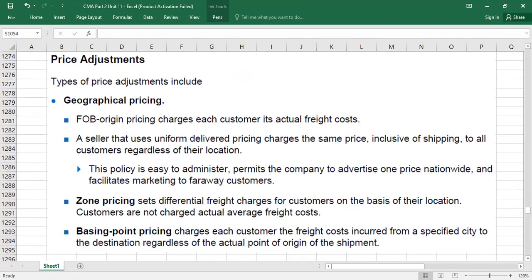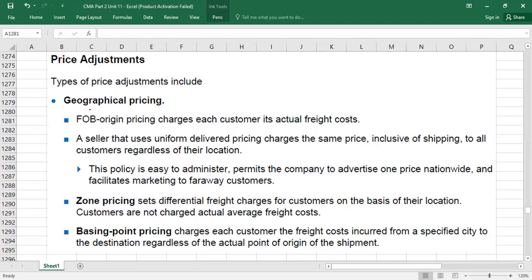Now, guys, apart from this, we have some other topic, which is called price adjustments. So what is price adjustment? So here we go. Here we have a few concepts again. Please go through them. Let's have a look.